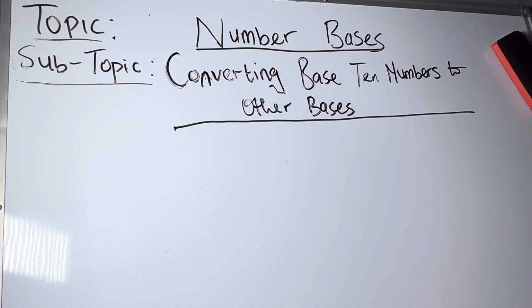Today's topic is number bases, and we're going to be looking at converting base 10 numbers to other bases. To convert base 10 numbers to other bases, the first thing you do is divide the base 10 number by the new base number until you reach 0. And note, always write the remainder anytime you divide the number.